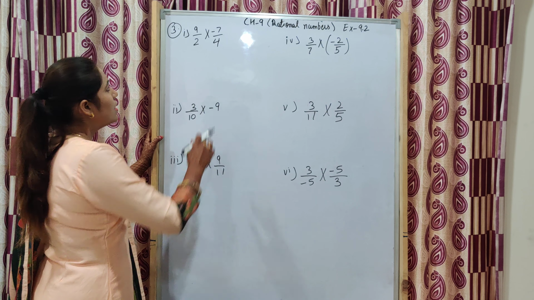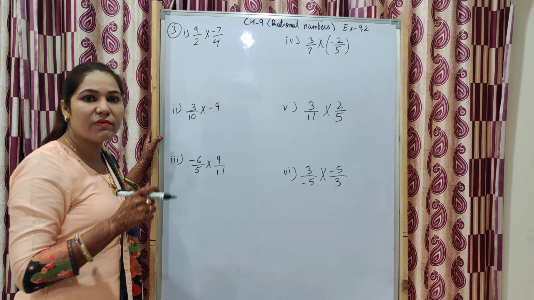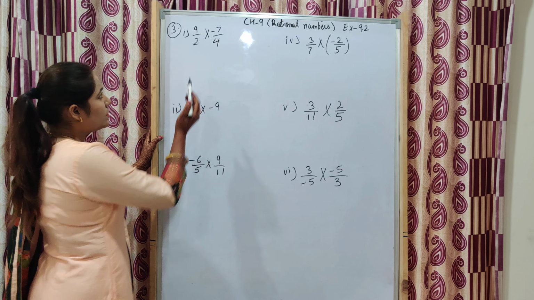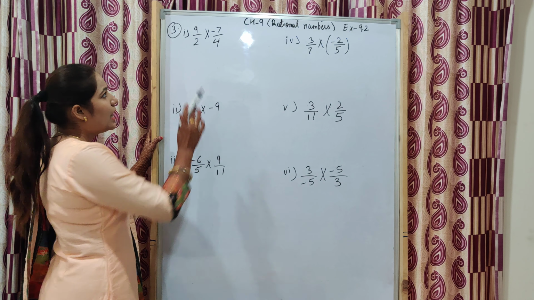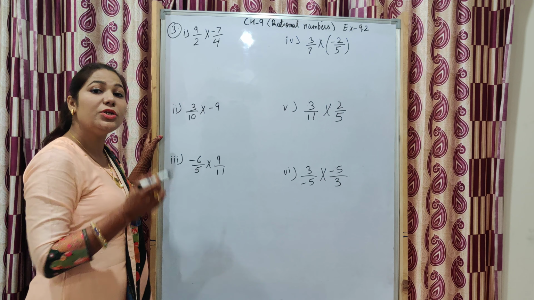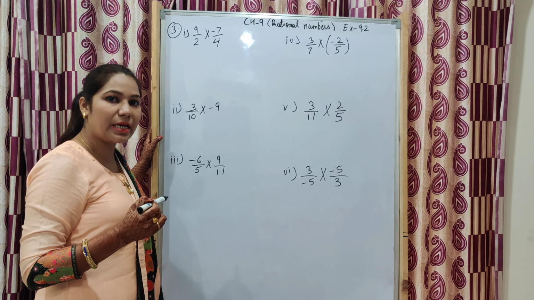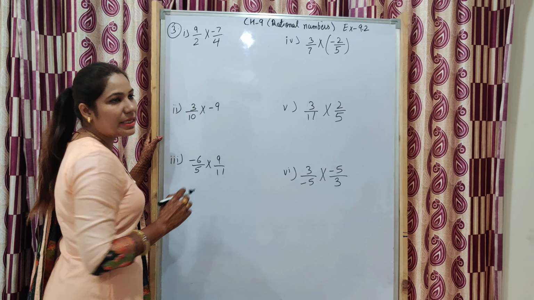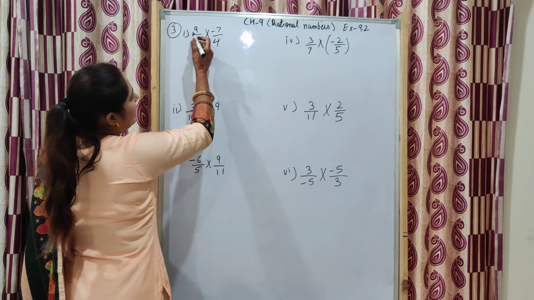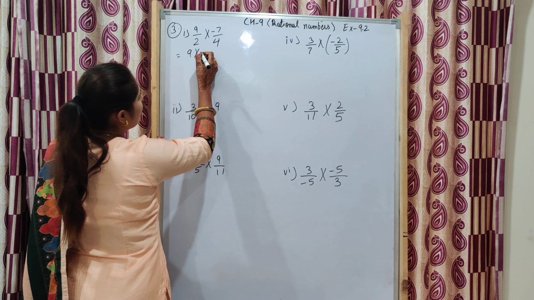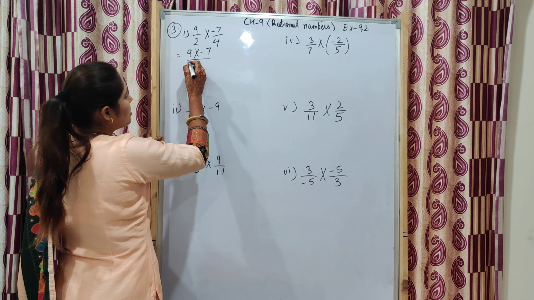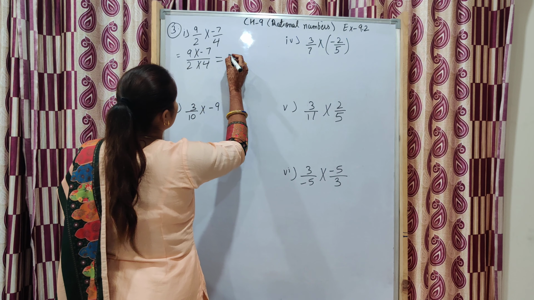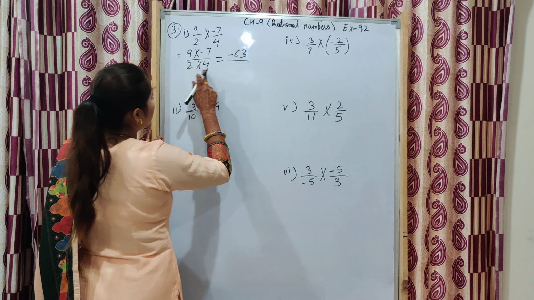Don't make that mistake. Now in this question, numerator will always multiply with numerator and denominator will always multiply with denominator. It means 9 can multiply with minus 7 and 2 can multiply with 4. But numerator and denominator can be cancelled if it is possible. Now see, 9, 2, 7, 4, they cannot be cancelled, so no need to do that. 9 into minus 7, that is minus 63, then 8.